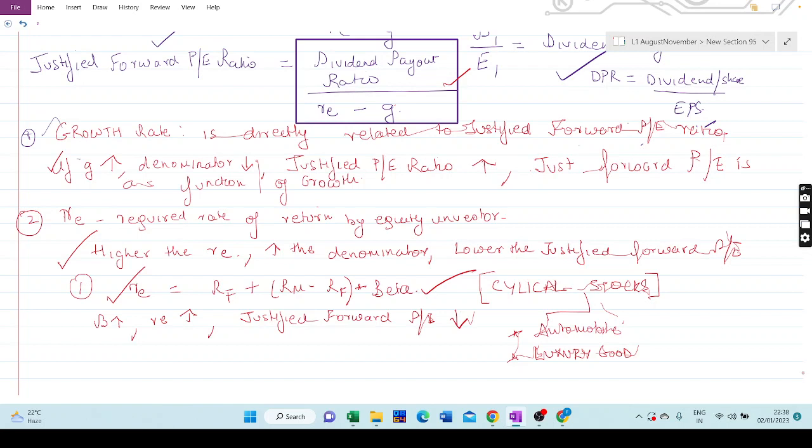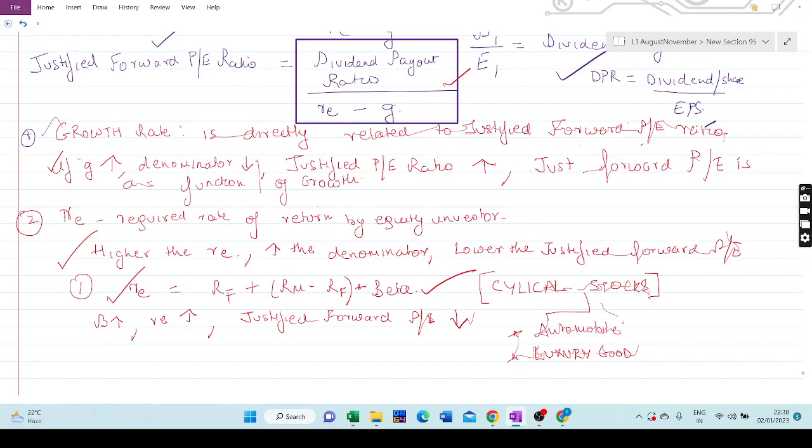So don't think that Tata Steel's P ratio is low, so it is undervalued. It is not like that. The P ratio of Tata Steel is low because it's a cyclical stock, right? Its ideal P ratio should be low only, because its earning is tied to the business cycle, right? So don't think that okay, Tata Steel's P ratio is very low, so it's undervalued, we should buy it. No, its ideal P ratio should be low, because it's a cyclical stock. It does well when the economy is doing good. It does poorly when the economy is in a recession, right?